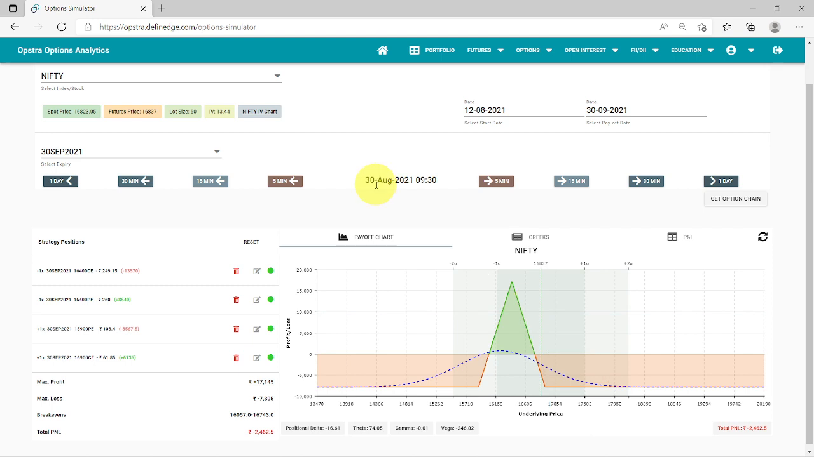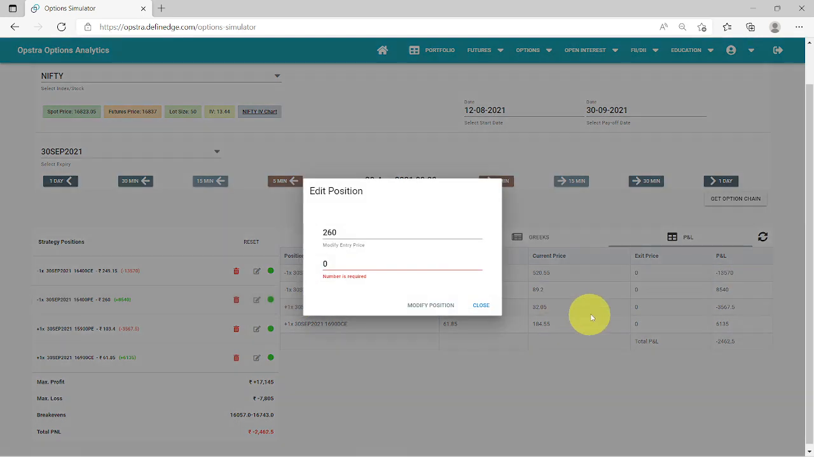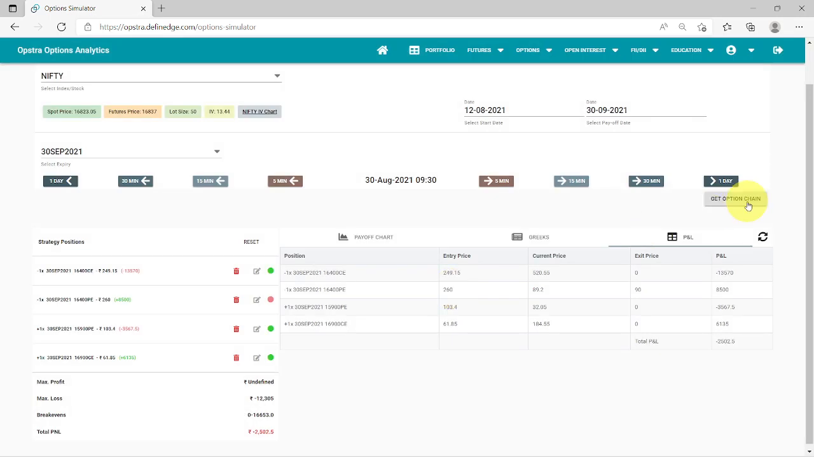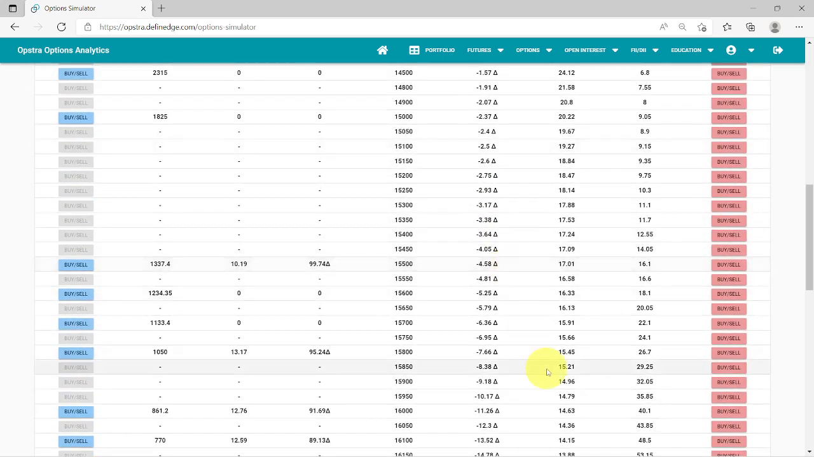It has breached on 30th August. It has gone to 16,823. So we are going to book profit on the profitable leg, which is the 16,400 put. We have a profit of 8,540, and we are going to book that. It is currently trading at 89 rupees. I'll just put that as 90 rupees. And then we are going to sell one more option, the 16,800 put, which is near to the market. 16,800 put.